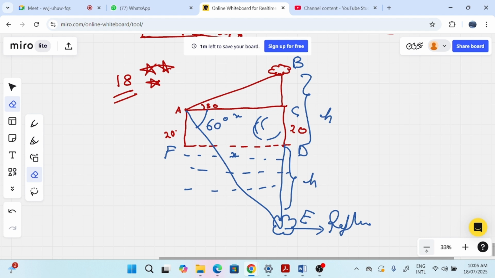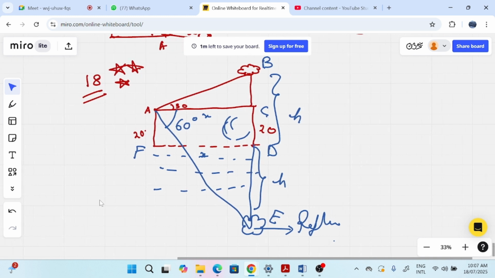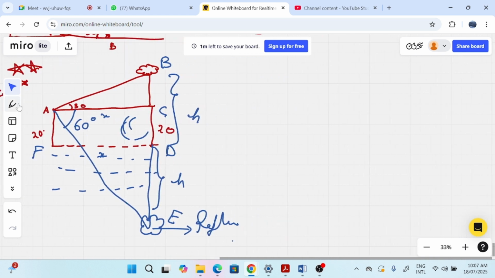Not very sure. Let us do it. We will start with tan 30. Very important question, the diagram. If anybody has not understood the diagram, you can ask again. We will start with tan 30.